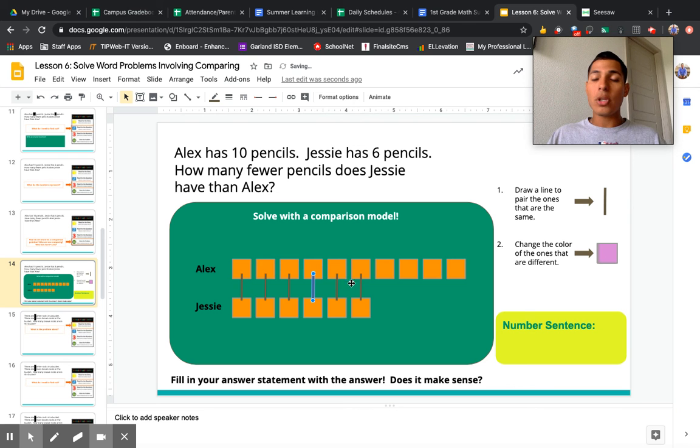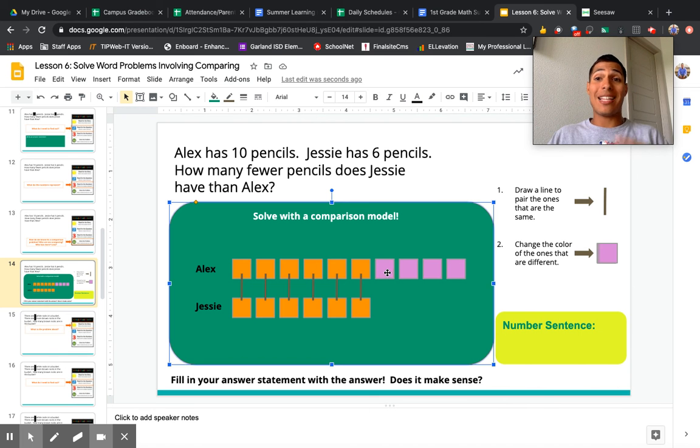Okay? So now what we need to do is change the color of the ones that are different. So we know these are different. We're going to change these guys to purple. Here we go. Perfect. Changed all the ones that are different. These are the ones that don't have pairs, right? That's what I mean by different. They don't have pairs.